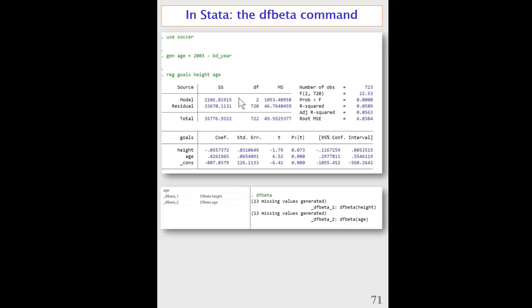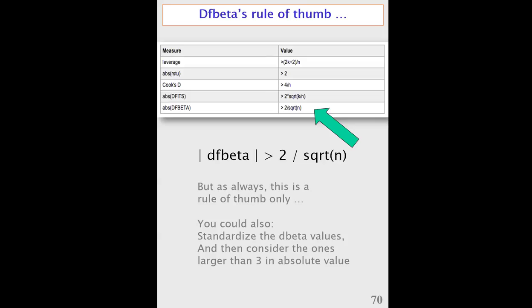Now you have to check for all these variables and the values that they take, which of these values are serious enough to suggest that this might be an outlier. This is actually what we needed this for. Okay, this is the rule. Take the absolute value of dfbeta, and you check if it's larger than 2 over the square root of n, where n is the number of cases that you have in the data.